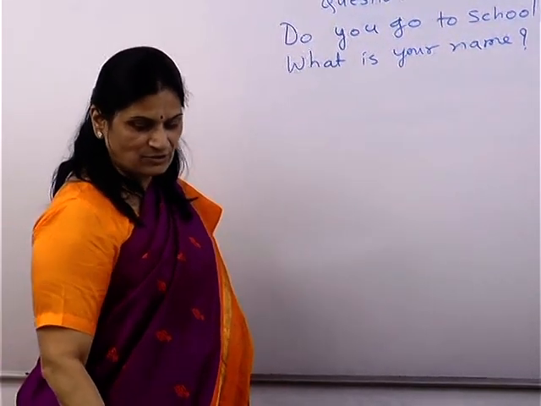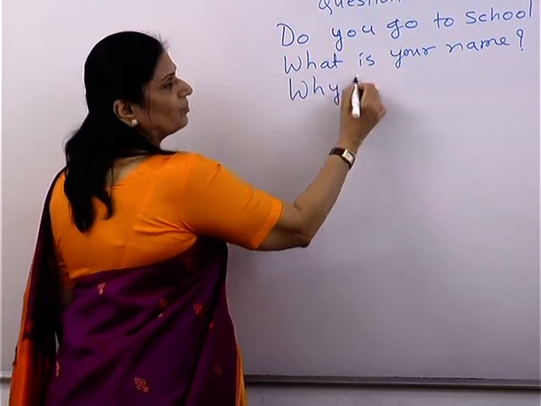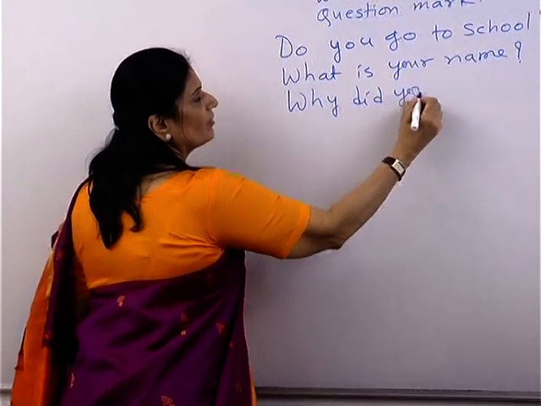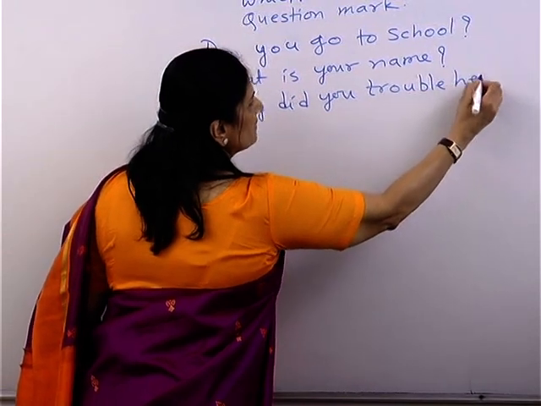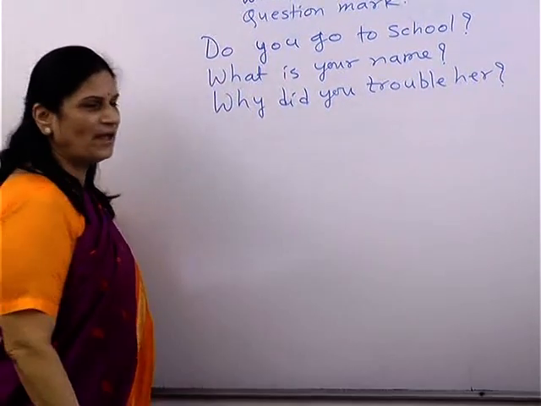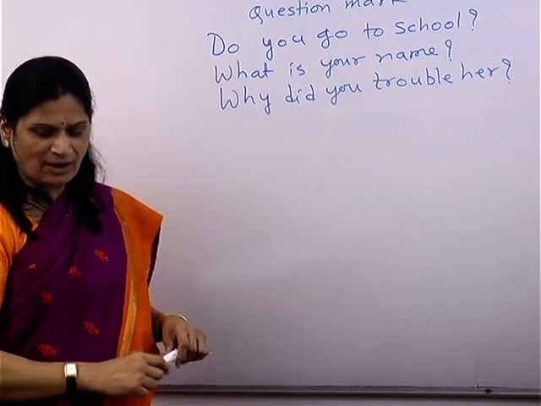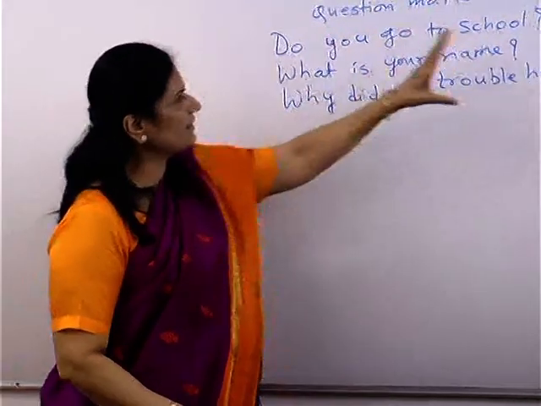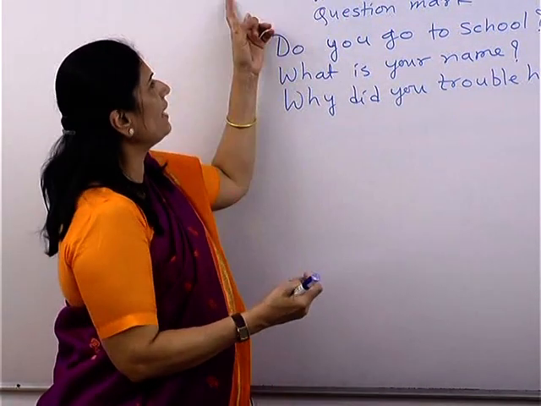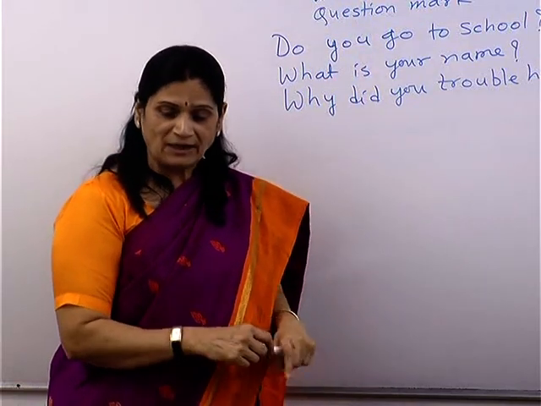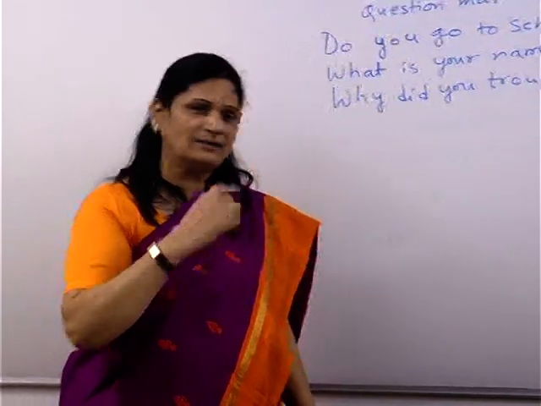Now, next I am giving to you, why did you trouble her? I know the sisters, brothers often have a fight, and so mother asks this question, why did you trouble her? So when the sentence ends with a question mark, it expresses a question, and that type of sentence is called interrogative. So are you sure you understood the first, second and third kind?